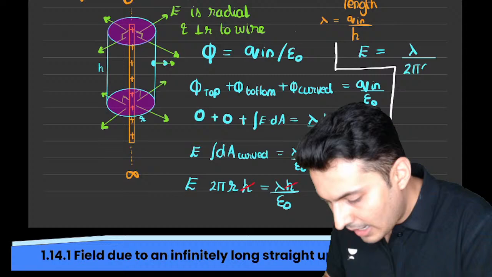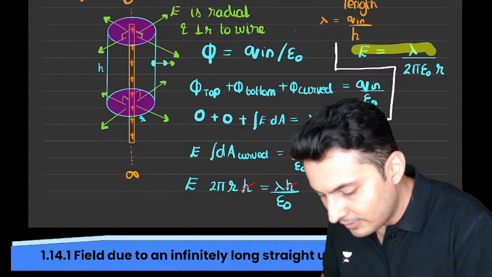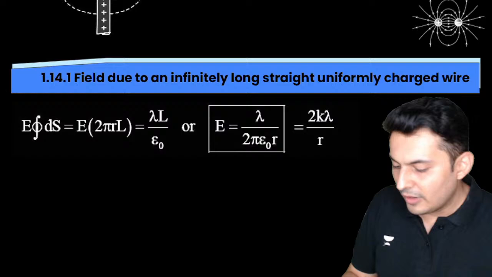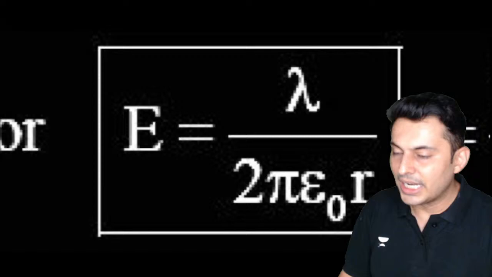That's it. That is the answer. That is the complete answer. Done. Electric field is lambda by 2 pi epsilon naught r. I found it out. Was this derivation very interesting? Did you learn a lot? I have put that figure also over here just for your understanding in case you want to practice this derivation. It's there in NCERT and you can see the formula is exactly what we have derived. Lambda by 2 pi epsilon naught r.